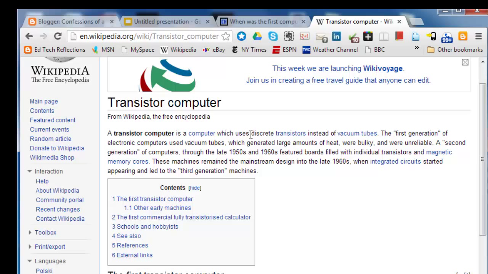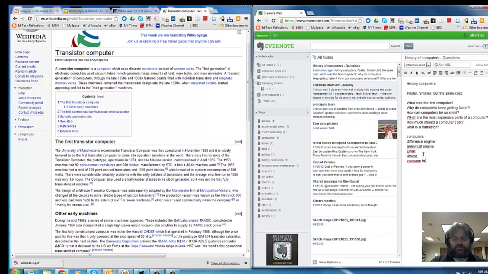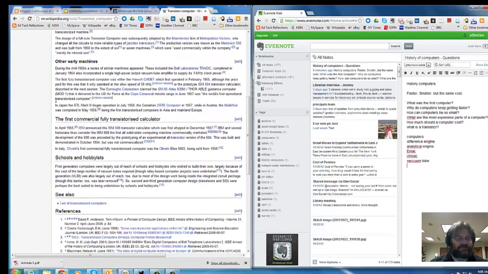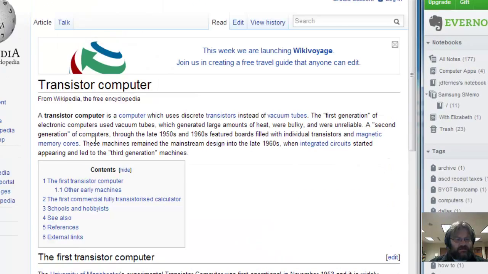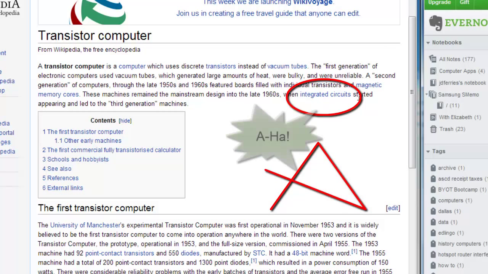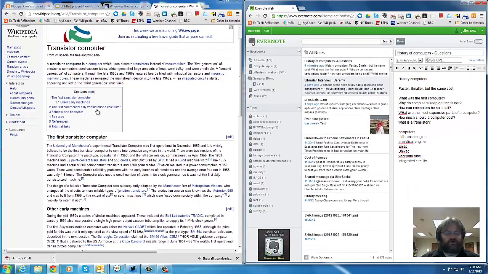And from Wikipedia, we see a transistor computer is a computer which uses discrete transistors instead of vacuum tubes. Keyword. And if you read an article on ENIAC, you'll know that ENIAC uses vacuum tubes. A second generation of computers throughout the late 50s and 60s featured boards filled with individual transistors and magnetic memory cores. Other early machines: first commercial fully transistorized calculator, schools, and hobbyists. So now we kind of have an idea. Magnetic memory cores, integrated circuits. These machines remain the mainstream design when integrated circuits started appearing. Integrated circuits. So from Wikipedia, I'm pulling key terms.